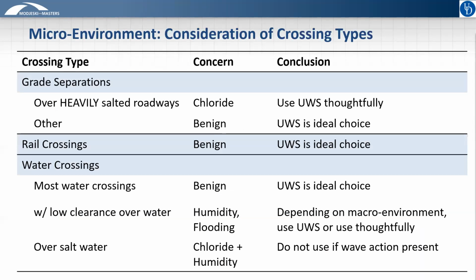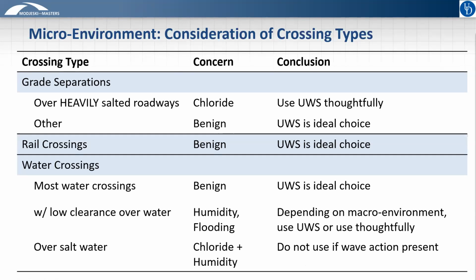Starting with crossing types, we can consider our 3 main crossing types as grade separations, or highway crossings, rail crossings, and water crossings. Then, starting with grade separations, we can further divide this category into whether the bridge is crossing a heavily salted roadway or not. Note the all caps on the word heavily, which I'll elaborate on later, but represents extreme combinations of de-icing agent use and high traffic to cause significant enough levels of chlorides to accumulate on the superstructures of a highway overpass.